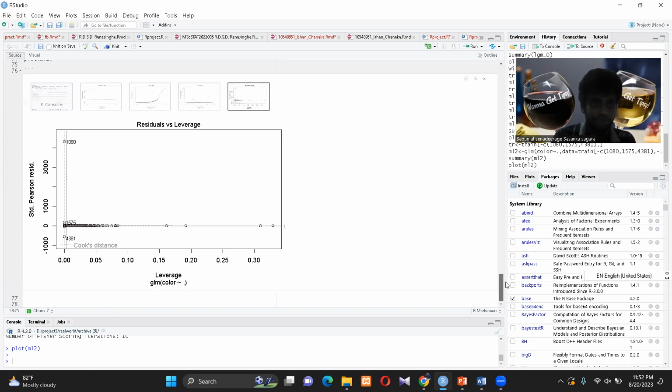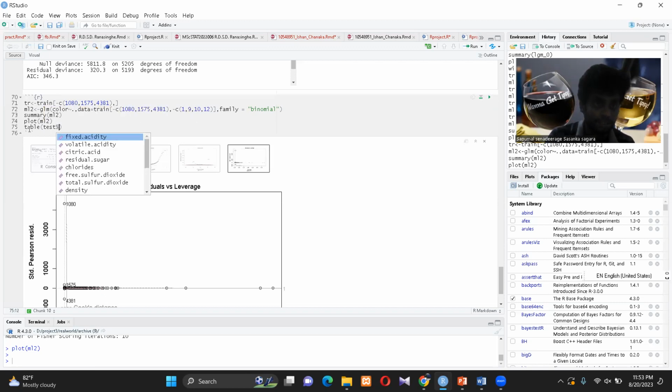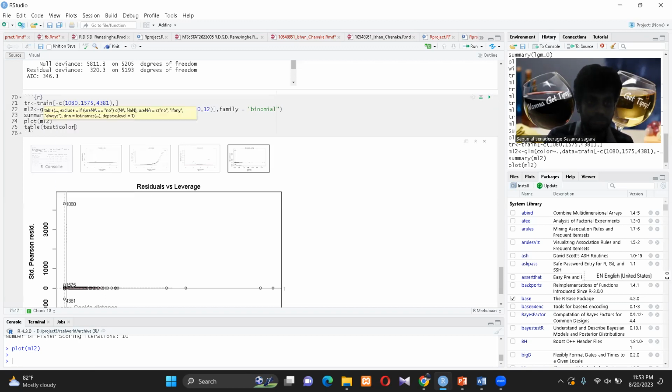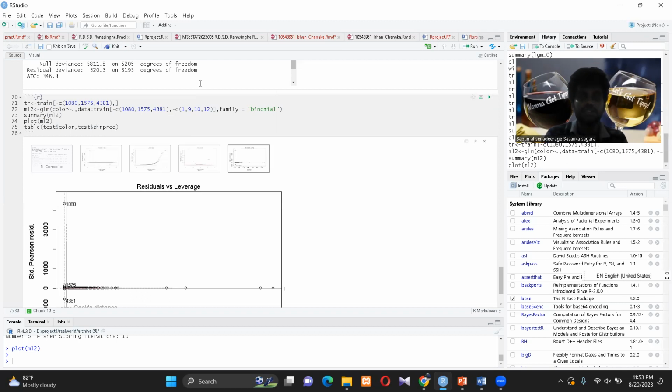Let me show you. We can even do it using table, table, test set. I have color and I have predicted color, right? Predicted colors, test, right?